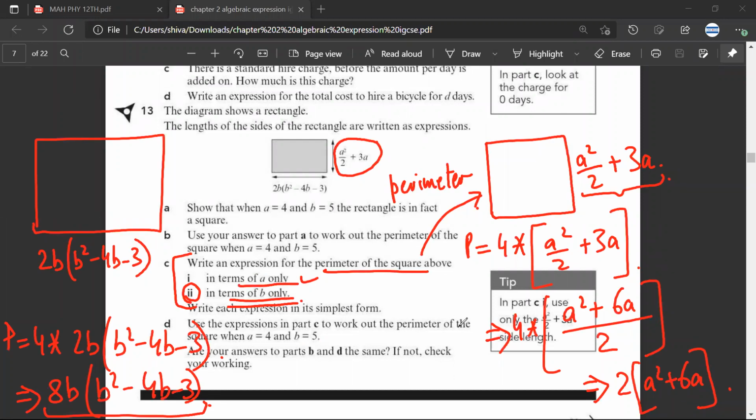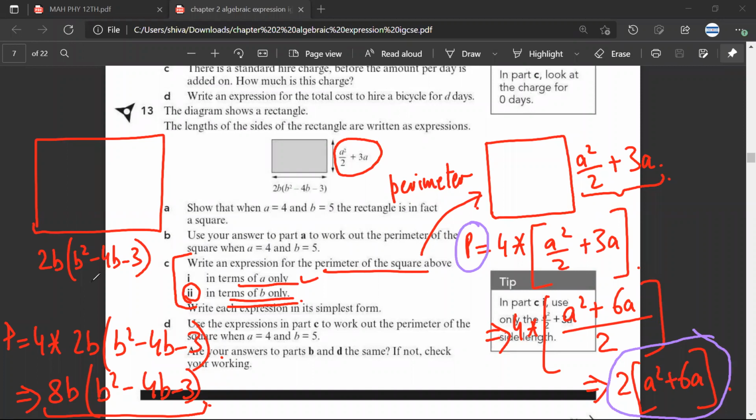See, this is the expression. This is the perimeter that you have found in terms of a. Can you note this down? Satya? Yes, sir. P is equal to twice of a square plus 6a. Just note this down.